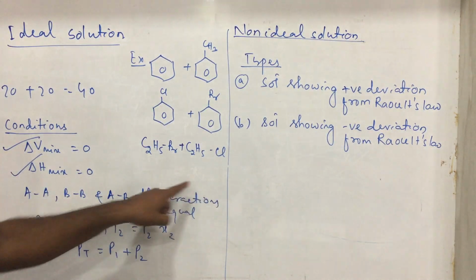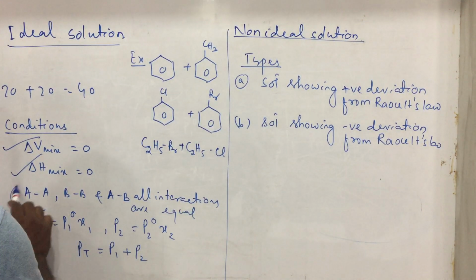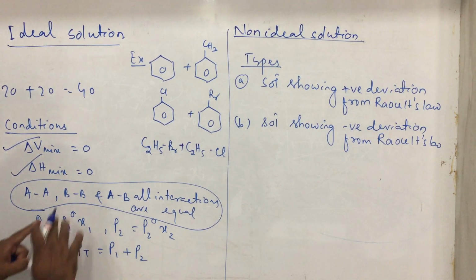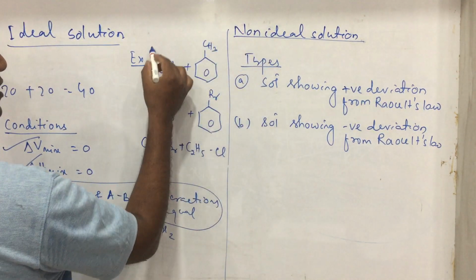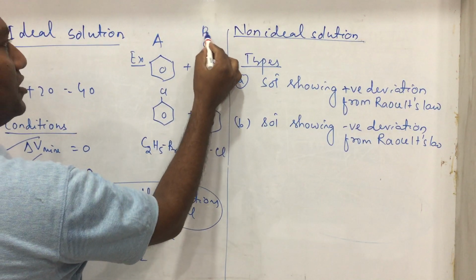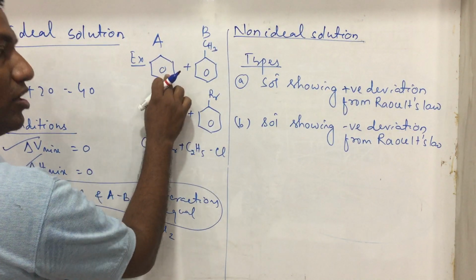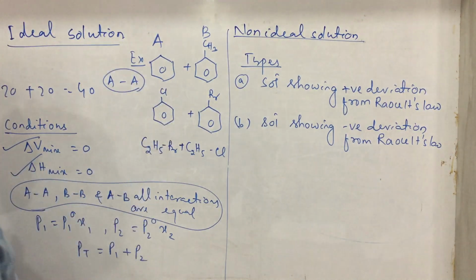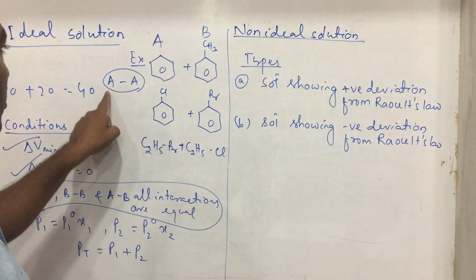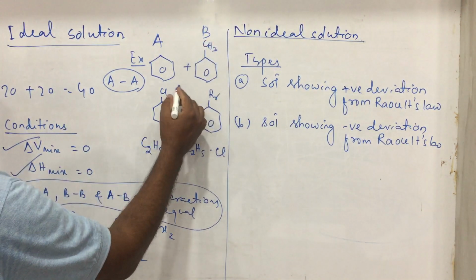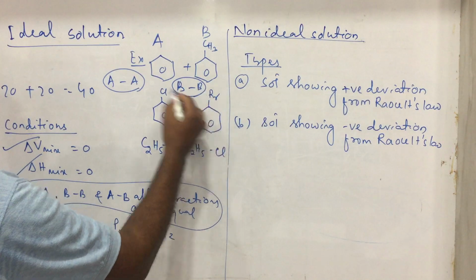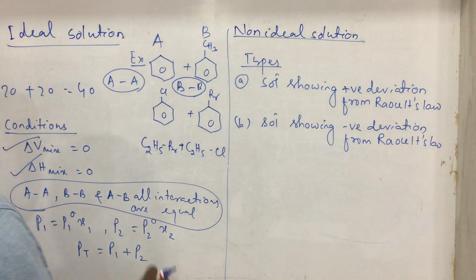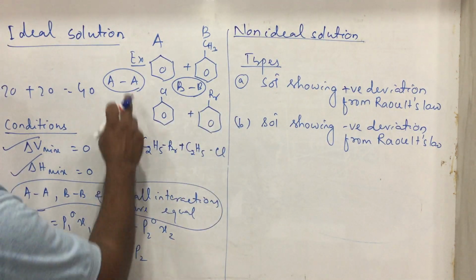Then this is actually the main reason for an ideal solution: AA, BB and AB, all interactions are equal. What is this? See, suppose you take this example: benzene is A and toluene is B. Benzene is non-polar, and this is also non-polar. In non-polar molecules, which force of attraction is present? London force. So this is called AA, suppose. Similarly, this is toluene, also non-polar. Suppose its interaction is BB. This is also London force. And when we mix this, this is called AB interaction.